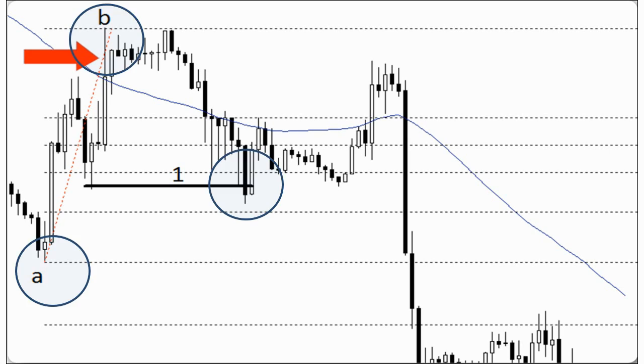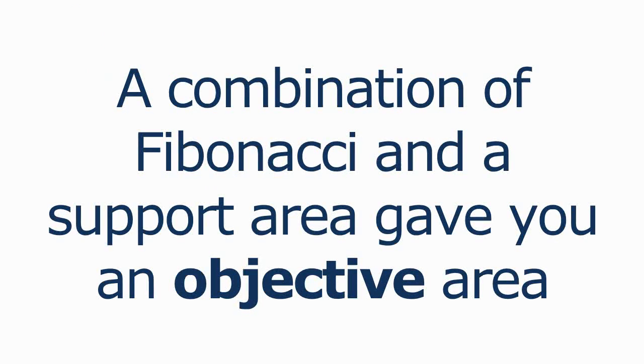A is the low of the original move, while B is the completion. A simple Fibonacci retracement shows the 61.8 level lines up with a zone where price was rejected from. Look at the black line. That move down is about 70 pips from the bottom of the trade zone. Now you may have made more or less depending on how you enter that trade. The point though is a combination of Fibonacci and a support area gave you an objective area to exit.